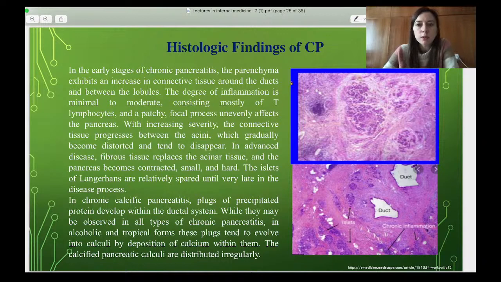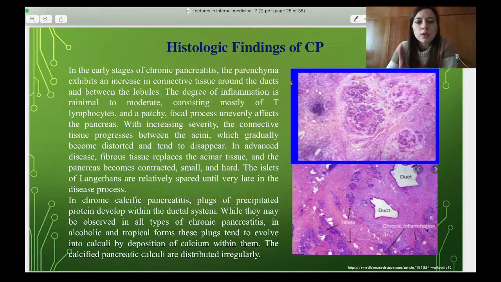eventually affects the pancreas. With increasing severity, the connective tissue progresses between the acini, which gradually become distorted and tend to disappear. In advanced disease, fibrous tissue replaces the acinar tissue, and the pancreas becomes contracted, small, and hard. The islets of Langerhans are relatively spared until very late in the disease process.